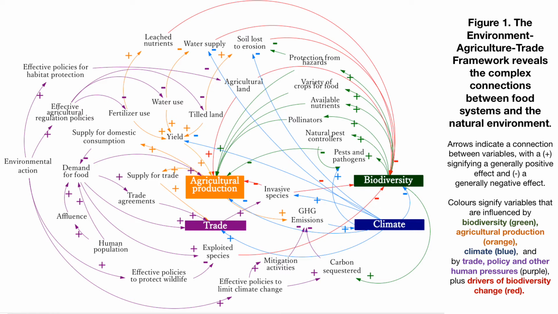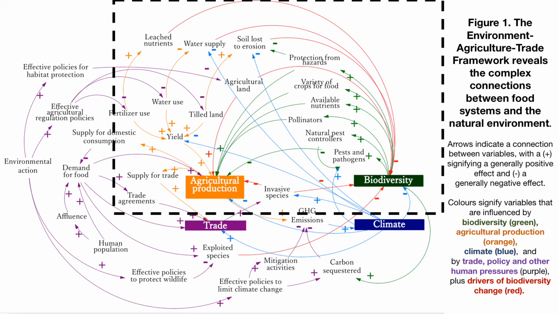Through this causal loop diagram, what we aim to emphasize is the important role of biodiversity. Biodiversity provides a number of important ecosystem services that benefit agriculture. These include increasing the diversity or variety of crops for food, the number of pollinators, natural pest controllers, and protection from hazards, which all provide benefits towards agriculture.